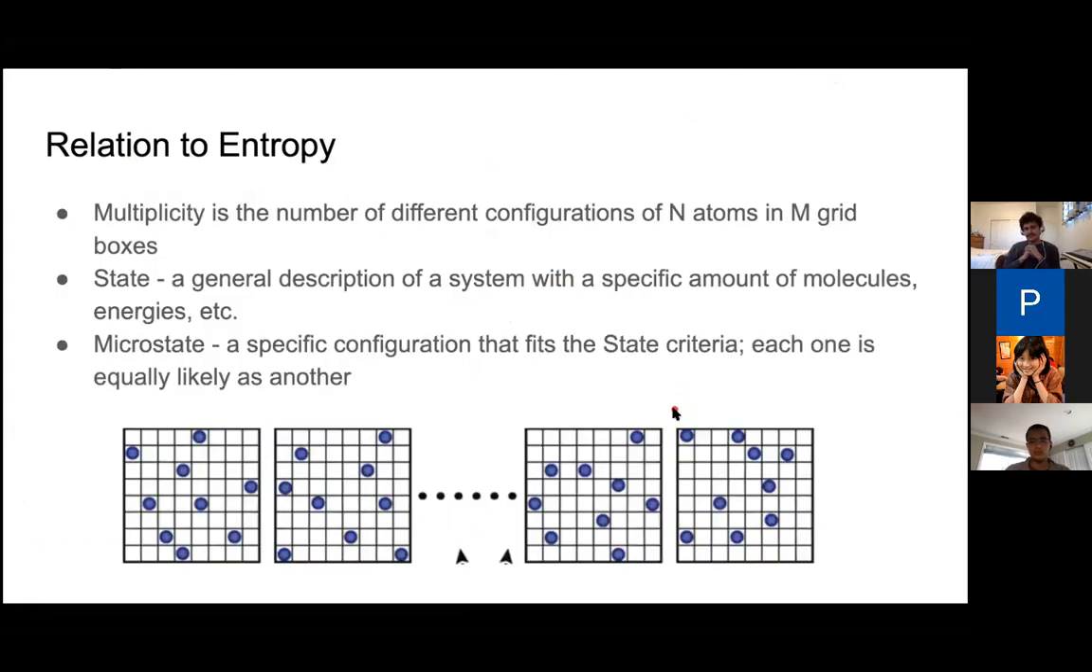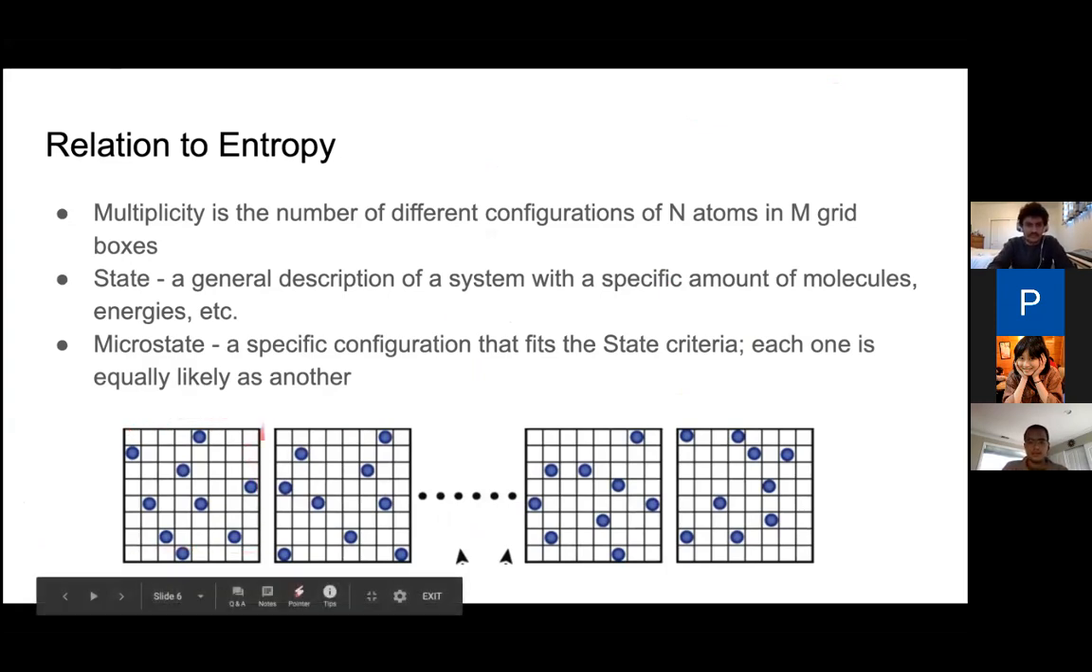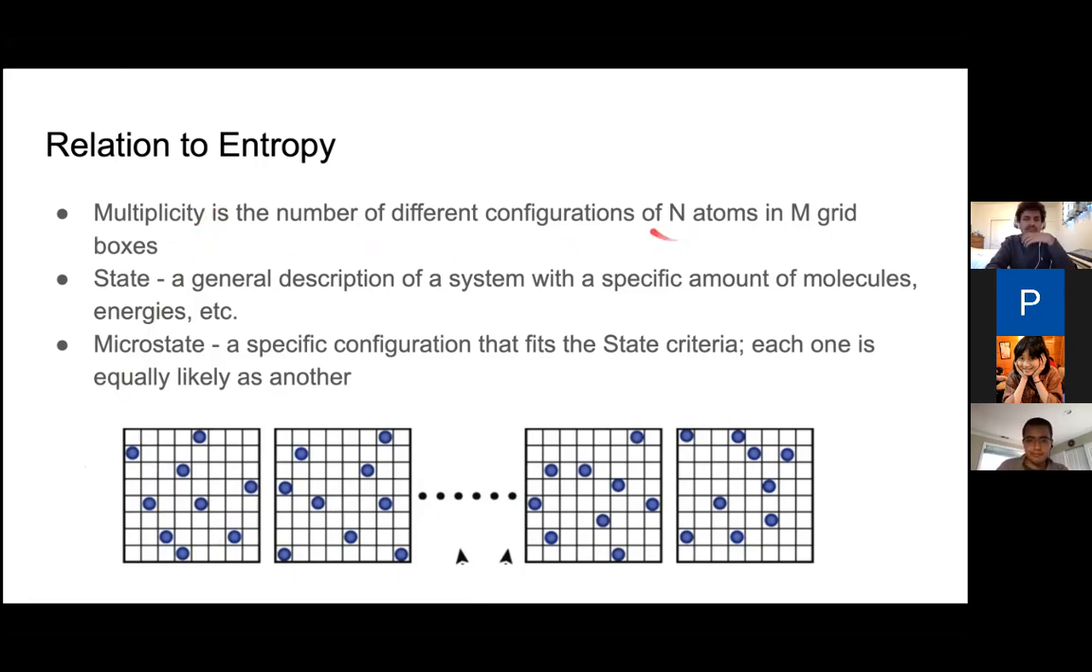So let's relate multiplicity to entropy. We're going to be looking at a system like one with a piston, except we're going to simplify the system to this set of grid boxes. And in those grid boxes, we have a certain number of atoms, which are shown in blue. So we define multiplicity as the number of different configurations of some n number of atoms in these m amount of grid boxes. So let's first do some definitions.